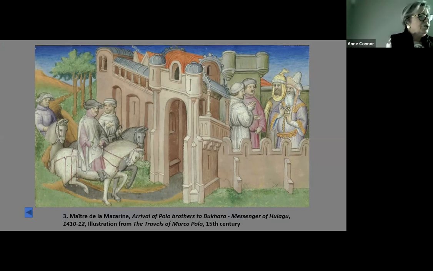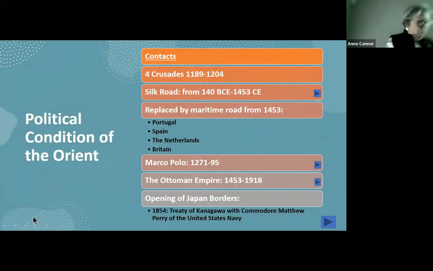So this gives you an idea how popular it was, because it came all the way to illumination in here, the travels of Marco Polo.